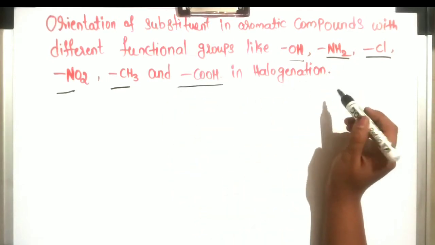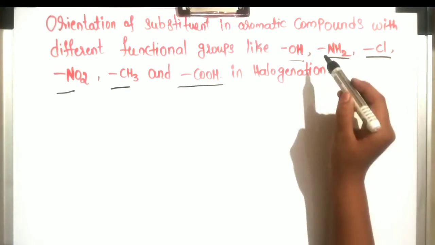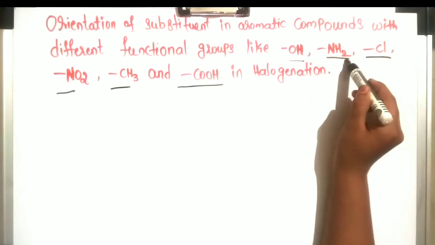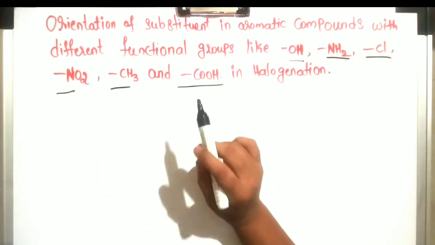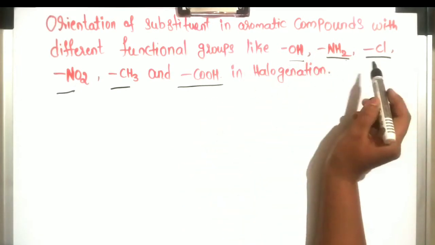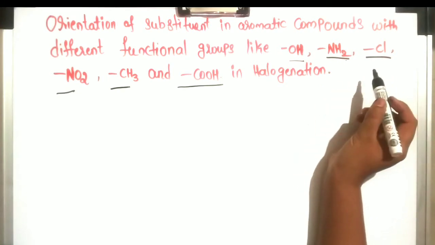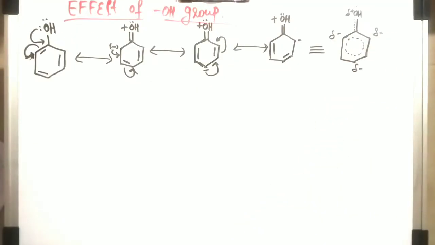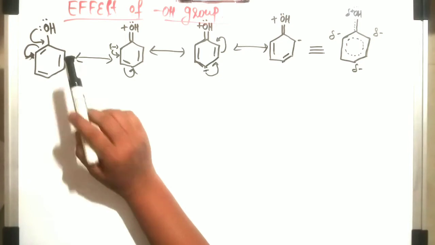These are just like resonance structures. Writing the resonance structure in the benzene with the OH, NH2, Cl, NO2, CH3, COH. We have studied resonance effect with some examples. Same way we are discussing these functional groups with the benzene ring. Okay, here you can see the effect of OH group in the benzene ring.